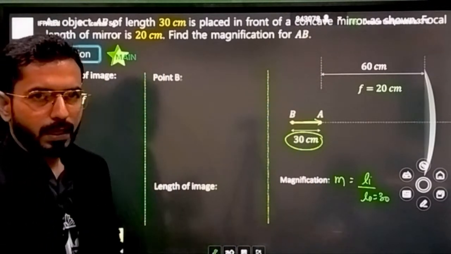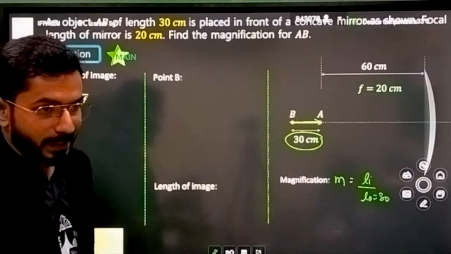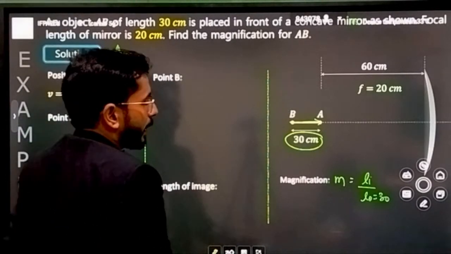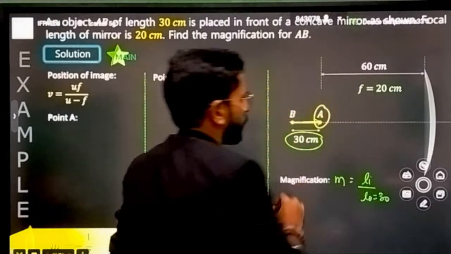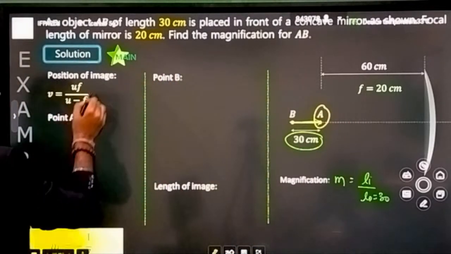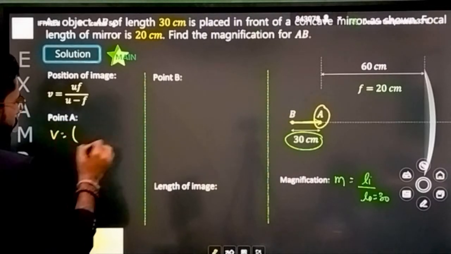How can we calculate it? It is looking complicated, so let's break it point by point. Calculate firstly for position A. What will be the position of the image of A? So let's calculate firstly for A. And this formula we already know how to use.